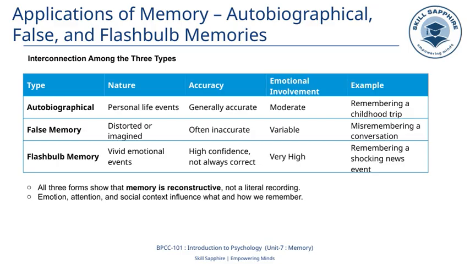Now all three types of memories, autobiographical, false, and flashbulb, are interconnected. They demonstrate that memory isn't a perfect, literal recording of events. Instead, it's reconstructive, meaning our brains piece together memories from various fragments. Emotion, attention, and social context all play a role in shaping what we remember and how we remember it. So, understanding these different types of memories helps us see how our minds can be both reliable and fallible at the same time, influencing how we understand ourselves and our experiences within the broader theme of memory's complex nature.